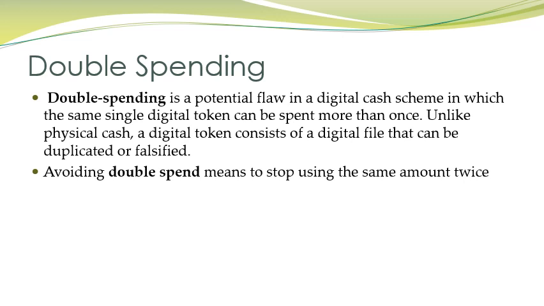Double spending is a potential flaw in a digital cash scheme in which the same single digital token can be spent more than once. Unlike physical cash, a digital token consists of a digital file, and that file can be easily duplicated or falsified. So avoiding the double spending problem means to stop using the same amount twice. How this problem is resolved in the Bitcoin network, we will see in the next slide.